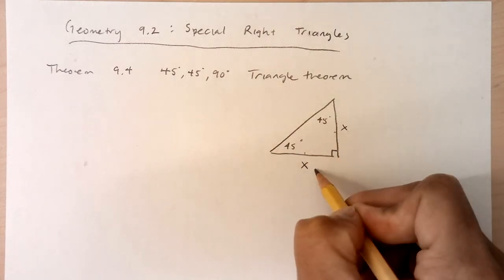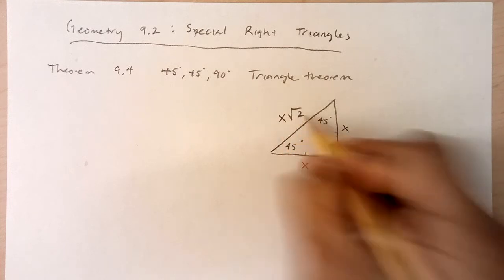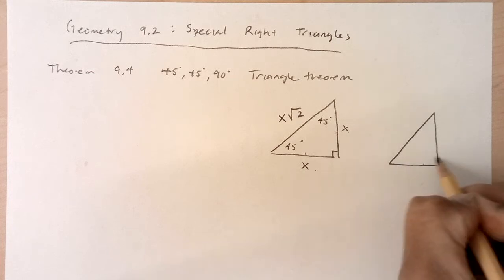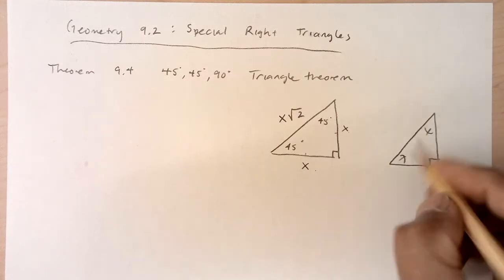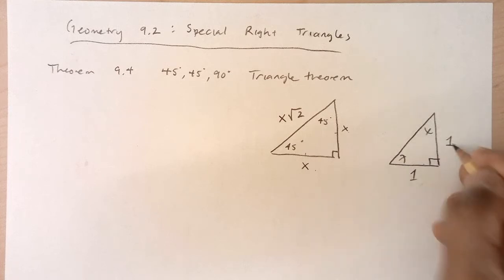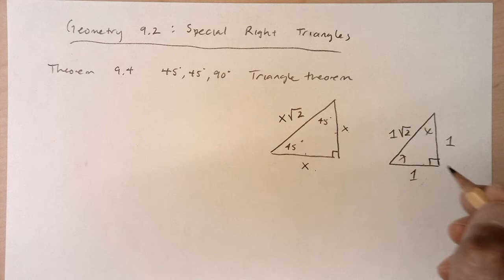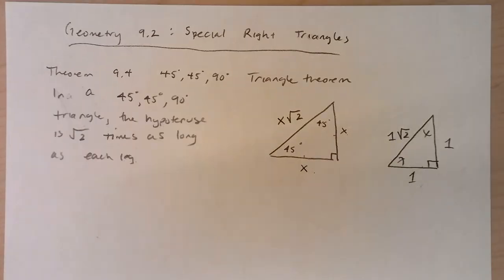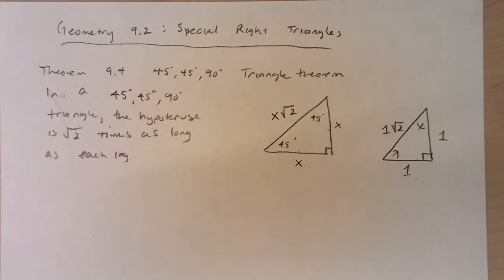And if each of the legs are just x, then the hypotenuse would be x times the square root of 2. Or sometimes we just use a baseline number like 1. These two angles are congruent here. That means they're each 45 degrees. If each of the legs are 1, then the hypotenuse would be 1 times the square root of 2. That's the 45-45-90 triangle theorem. So there's the 45-45-90 triangle theorem written out in words.